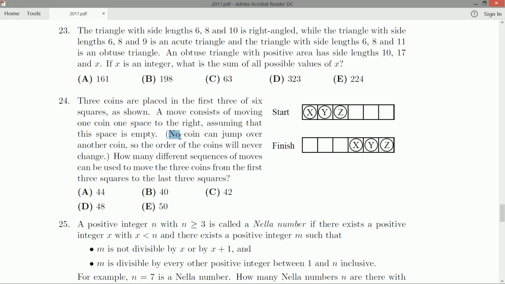I seem to recall a Galois question maybe a decade ago that had to do with coins moving and jumping. So maybe there's a connection to that or something.